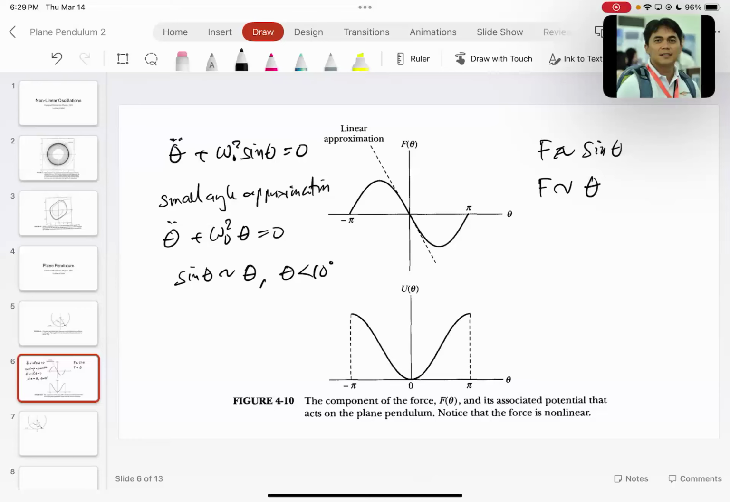Ginawa nyo ba yun sa high school? Okay, so essentially, T equals 2 pi square root of L over G, kung tama yung memory ko. L over G or G over L? L over G. Okay. Huwag mo muna picturean kasi hindi ko alam kung sure yan.